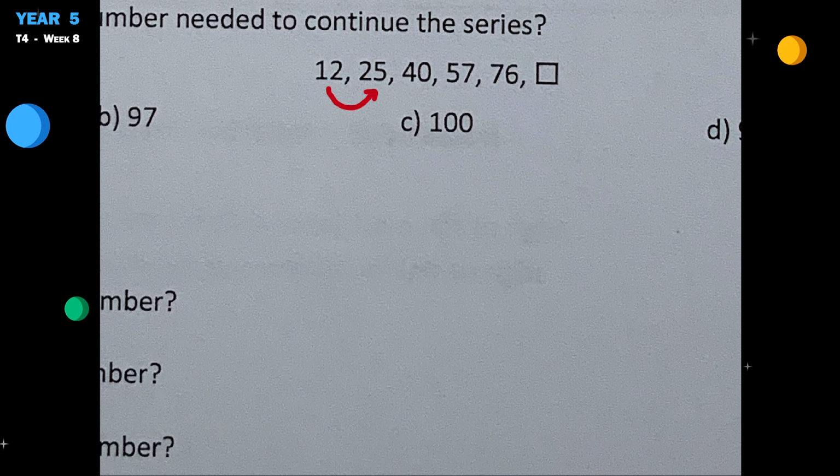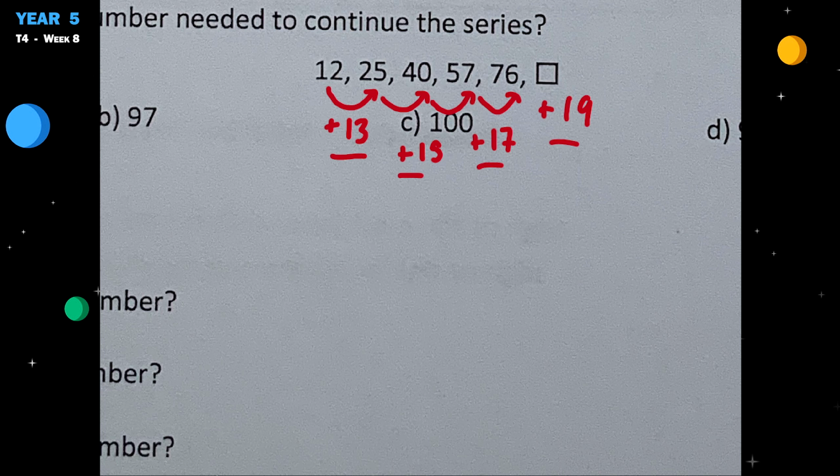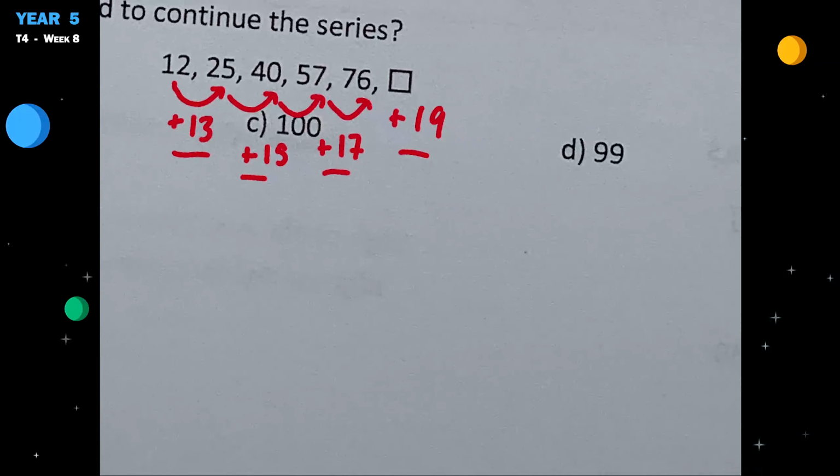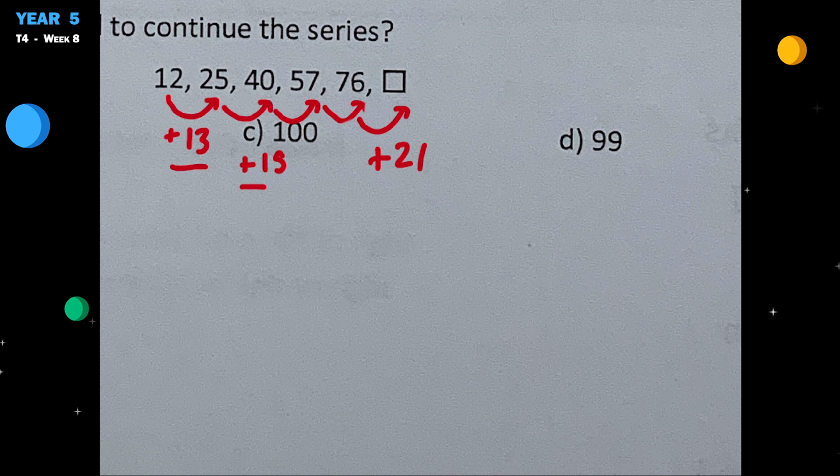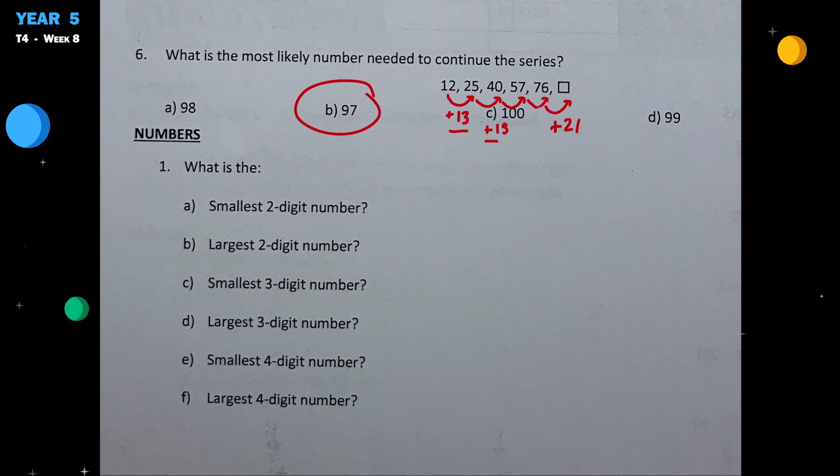From 12 to 25, you must add 13. From 25 to 40, you must add 15. From 40 to 57, you must add 17. And from 57 to 76, you must add 19. Can you see the pattern? 13, 15, 17, 19. These are the odd numbers. What's the next odd number? The next odd number is 21. So you must add 21 to this number. So you take 76 and add 21 to it, and you will get 97, which is this one.